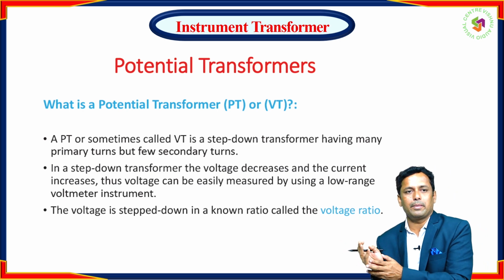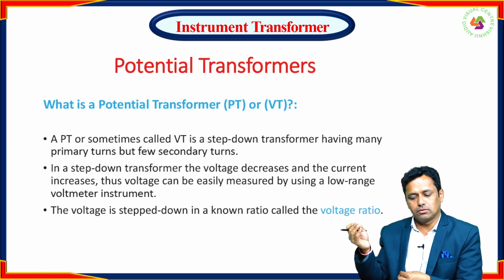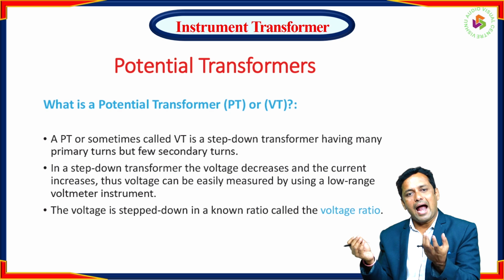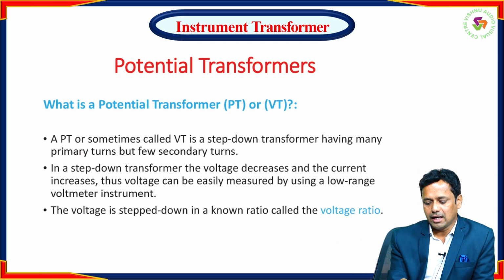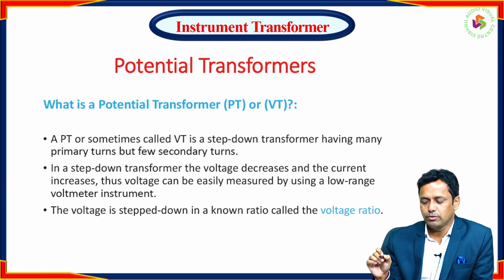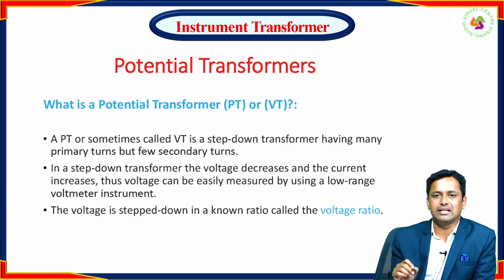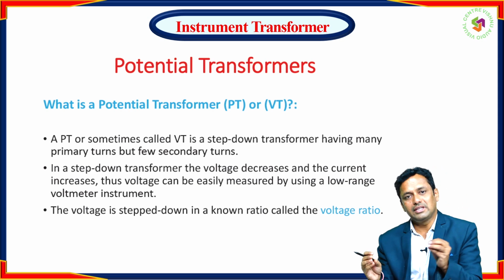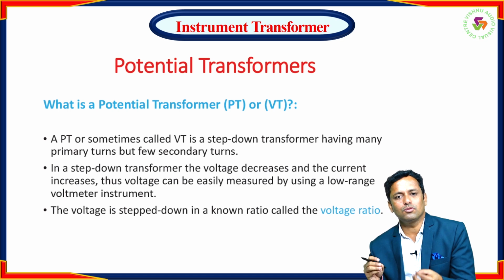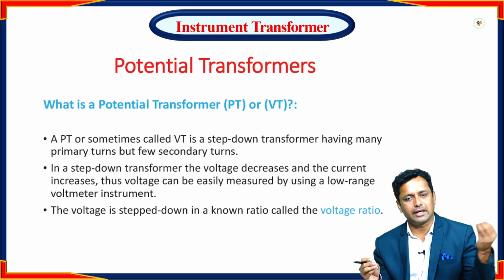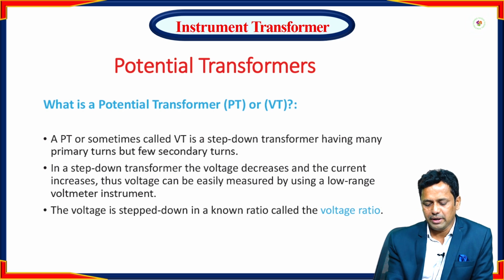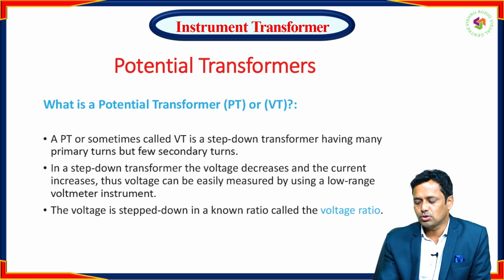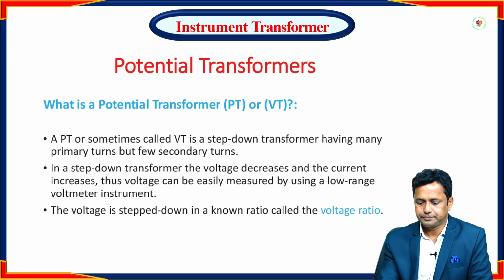Compared to this, in step up transformers, the voltage is increased and the current is decreased. Thus the voltage can be easily measured by using a low range voltmeter. We connect low voltage voltmeters to the circuit to measure these voltage values, and then we get the readings. The voltage step down is known as the voltage ratio.